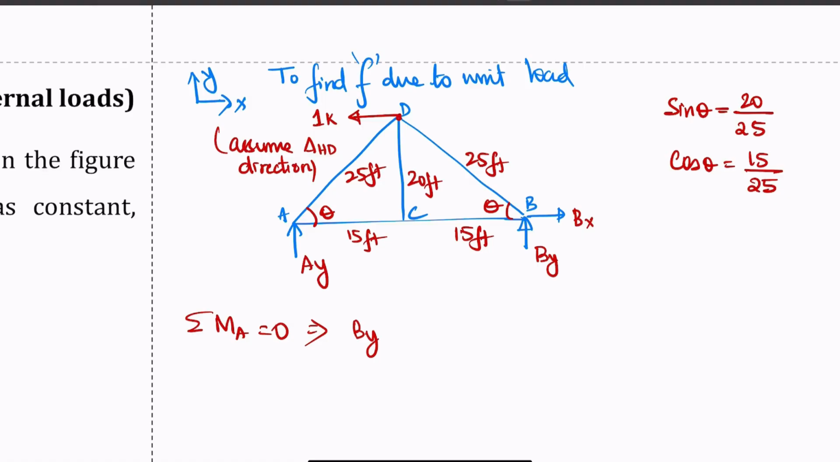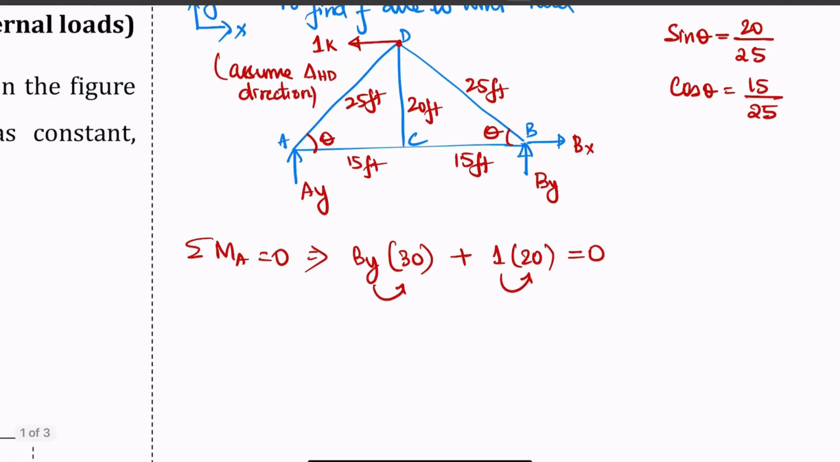The summation of all MA will be By times 30, because it is counterclockwise, so it's positive, and then we have plus 1 times 20. Again, this is counterclockwise. We generally follow that counterclockwise moment is positive, and that will be equal to 0. So finally, we find that your By is equal to minus 2 over 3, or 2 over 3 in the downward direction.